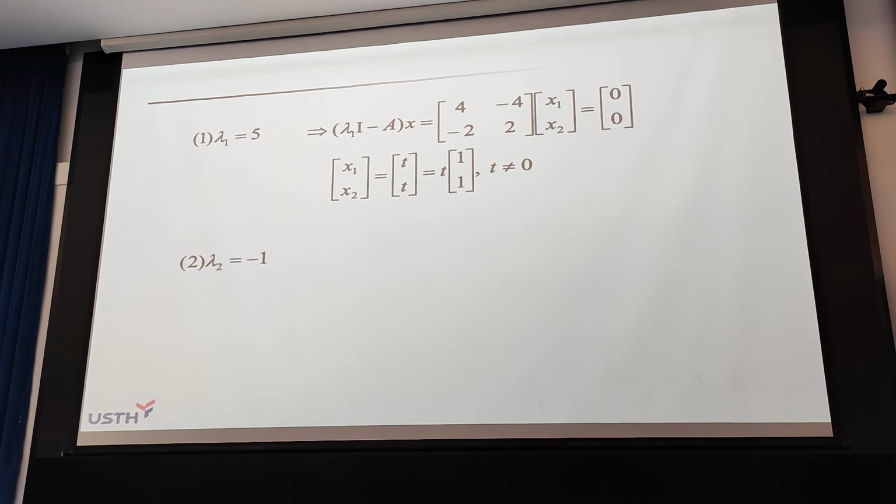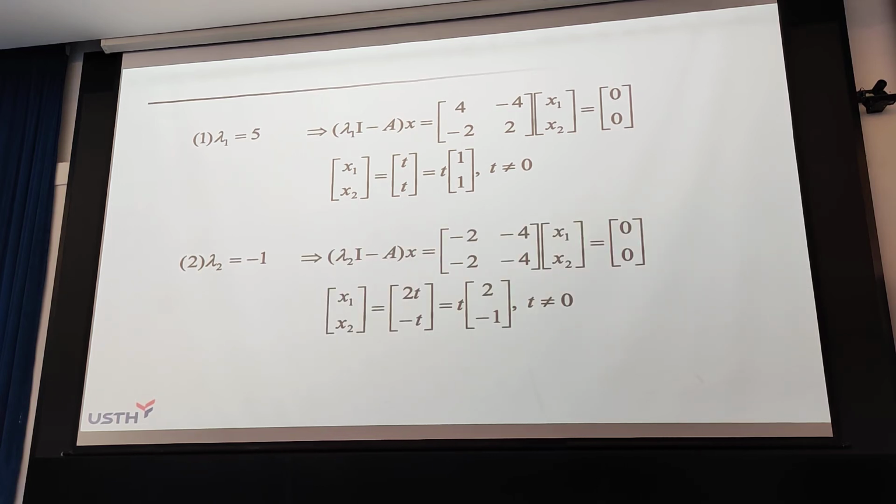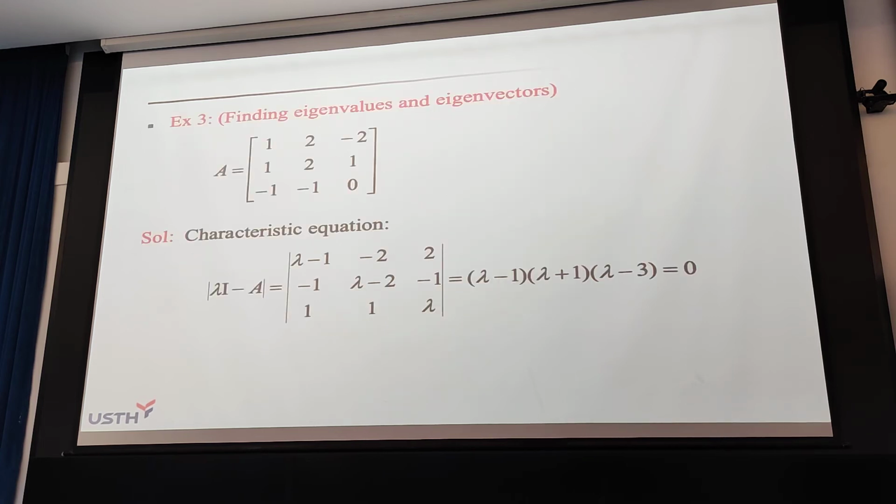For the second eigenvalue, lambda 2 equals minus 1. Now you see, once again you can solve it, and the solution will be t times (2, minus 1). And again, you need to suppose that t is non-zero because the eigenvector must be non-zero. So that is the first example about how to find the eigenvalue and eigenvector.